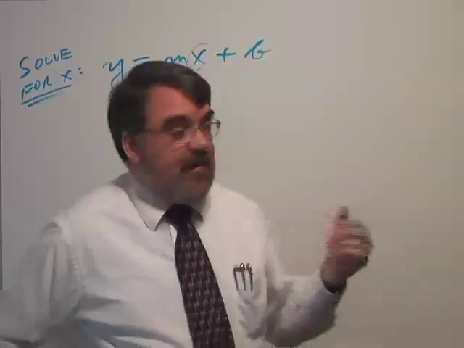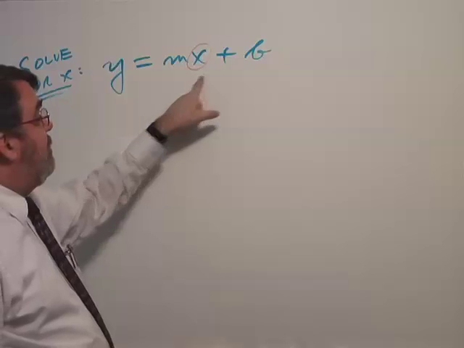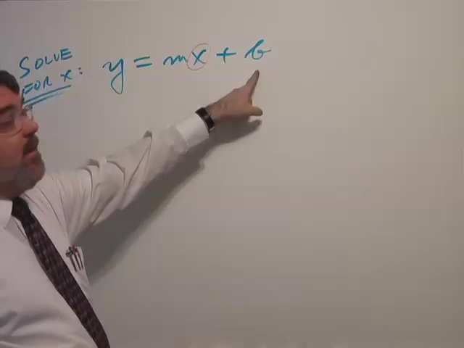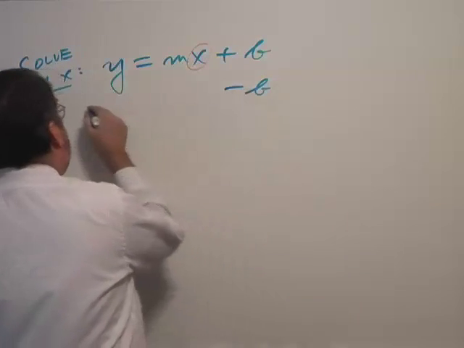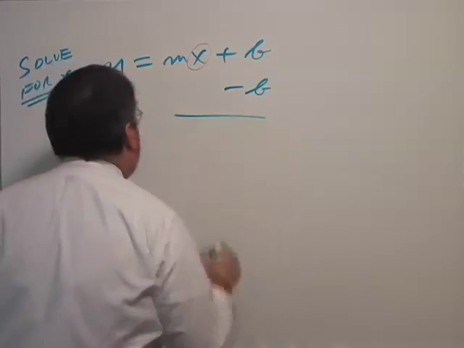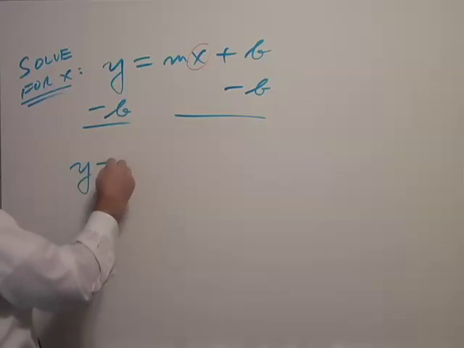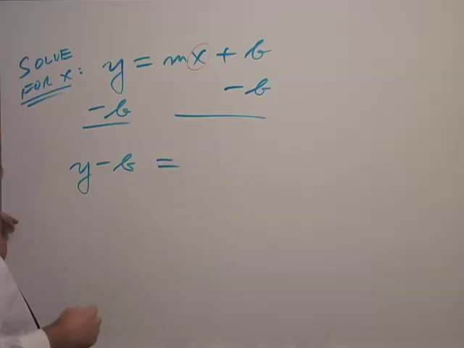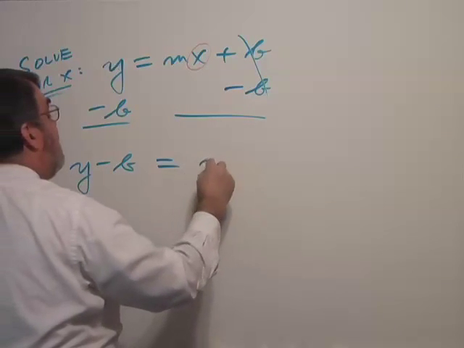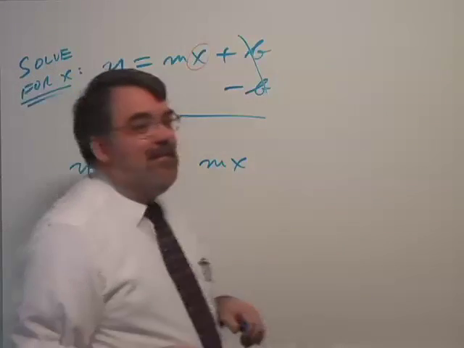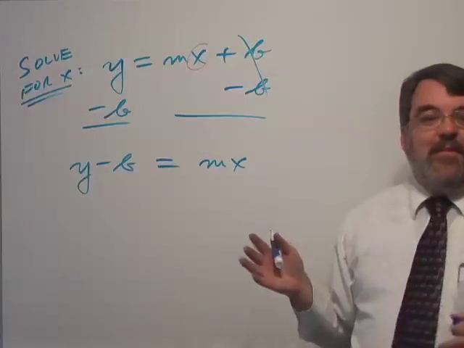So how do I solve for x here? I'm going to begin by isolating the x term by subtracting this constant number b. So I'm going to subtract b from both sides. And on the left side, what do I have? I have y minus b. And here the b's canceled. So I have m times x. So, I treated b as if it's an ordinary number.